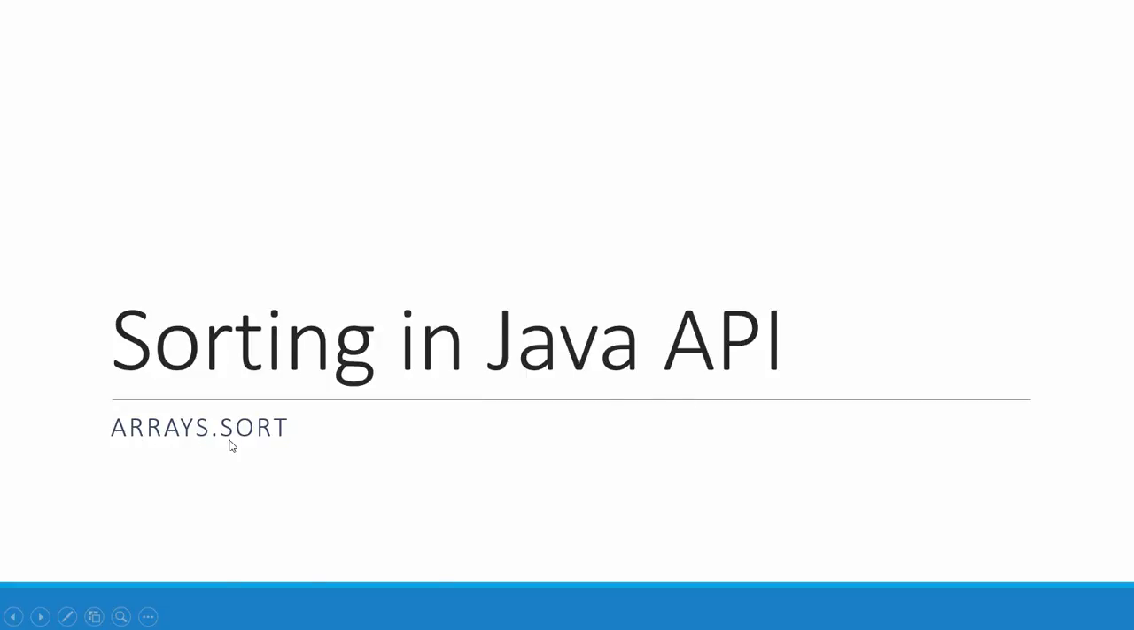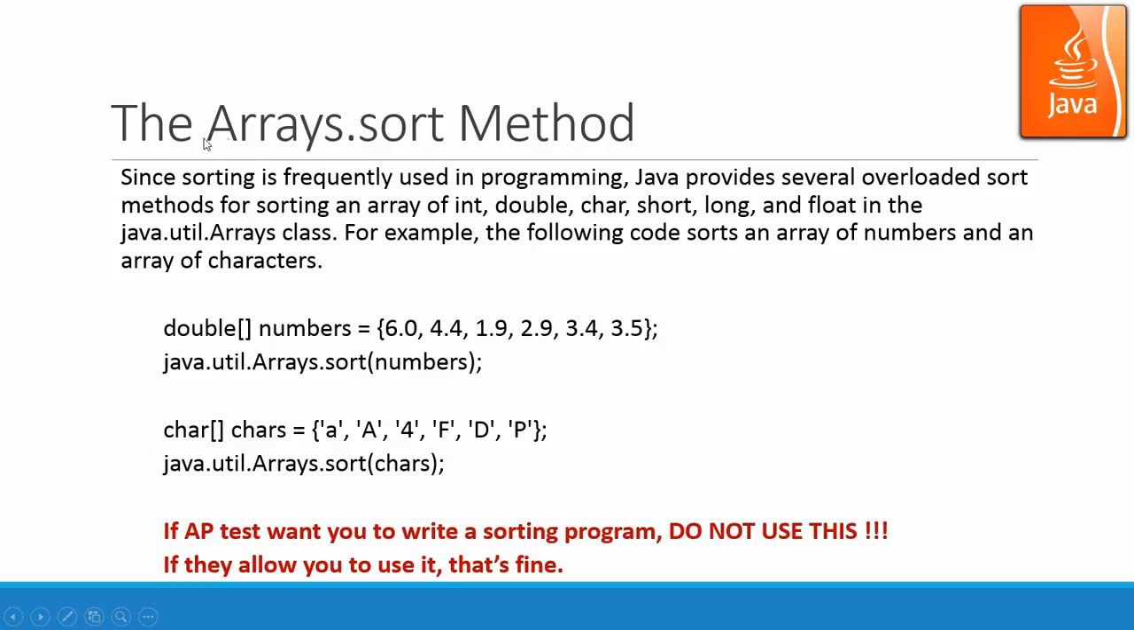The Arrays.sort method. Sorting is a frequently used algorithm in programming. Java provides several overloaded sort methods for sorting an array of integer, double, character, short, long, and float in the java.util.Arrays class. Basically, it covers all of the primitive data types. And if you have any object type that implements the Comparable interface, it can also sort them.